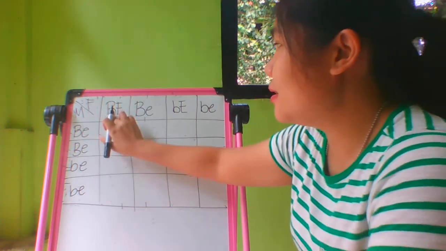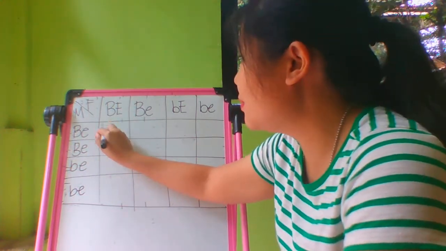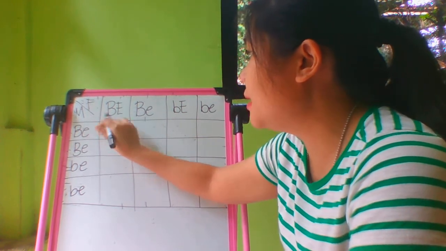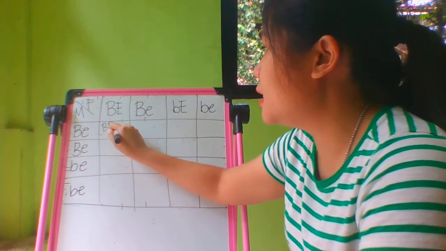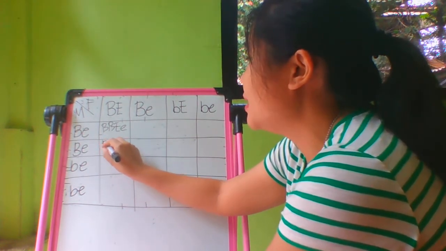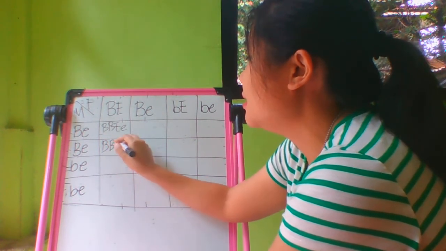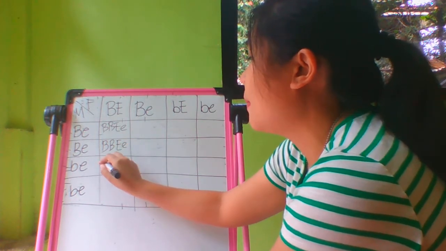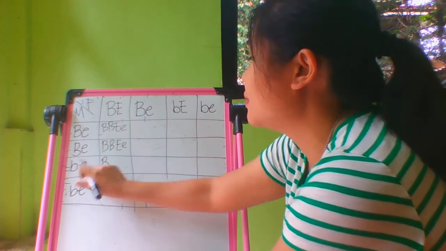So again, use this one. BE, and then we have BE. Also this one also.